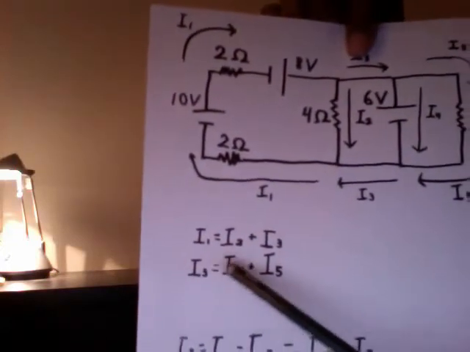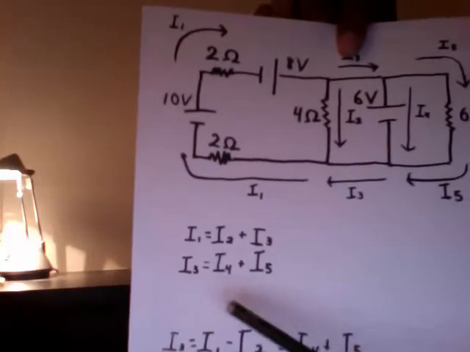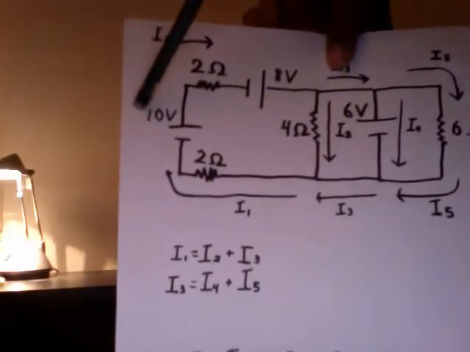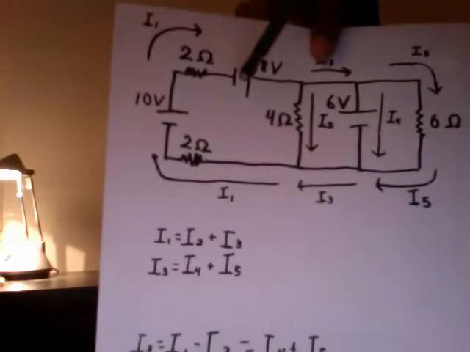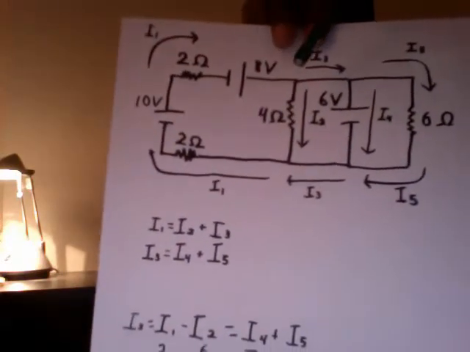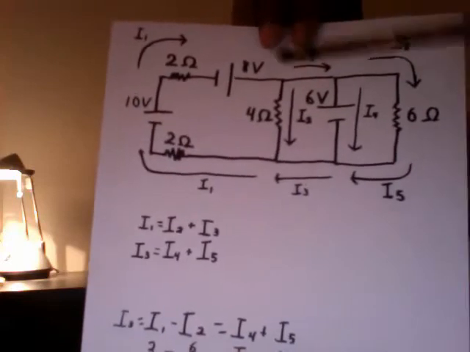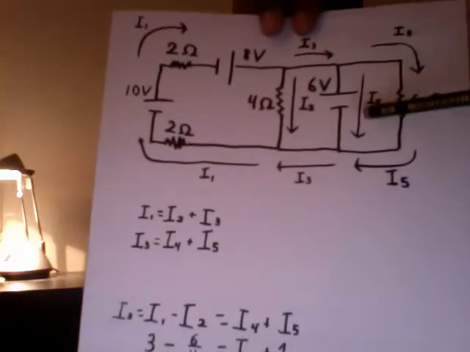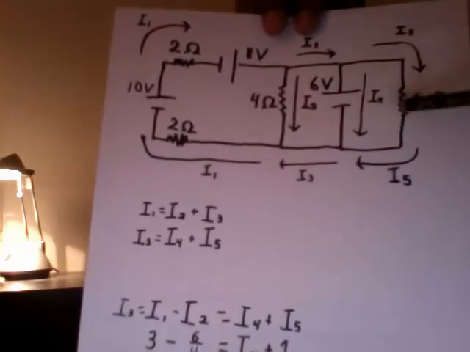That I1 equals I2 plus I3, and I3 equals I4 plus I5. You start the current at the 10-volt battery, call that I1, and you go around the circuit. Every time you split, you make two new currents. So the first junction you split into I2 down here and I3 here, and then I4 down here and I5. I4 is the one we want to solve for.